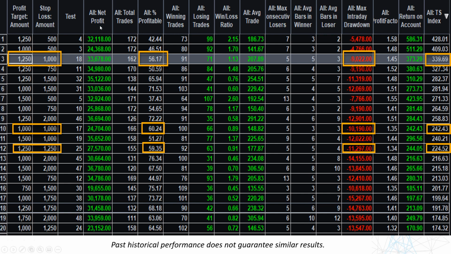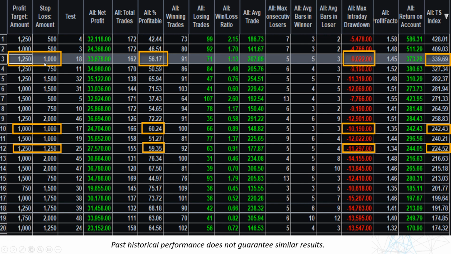So I'm not too concerned about net profit. Obviously, we want to make money over that period of time, but that's not the goal here. The goal here is to find something stable and robust that we can test going forward. So I want a percent profitable between 55 and 60%, and I want my risk-reward ratio to be 1-to-1 or better.